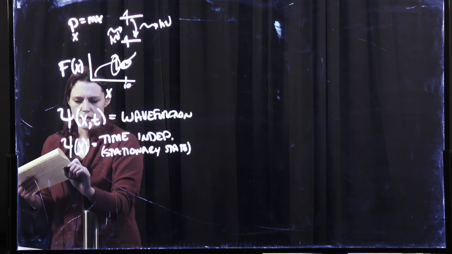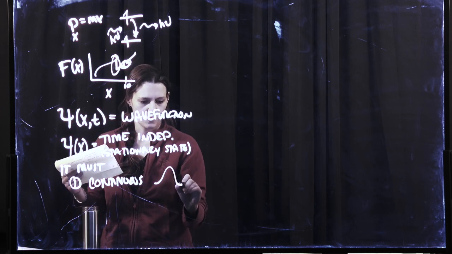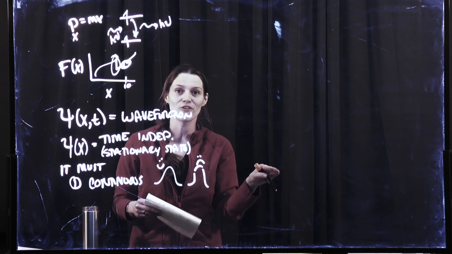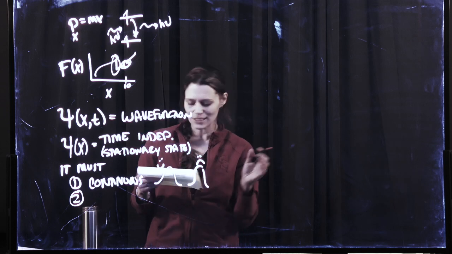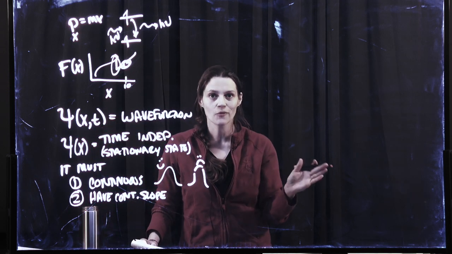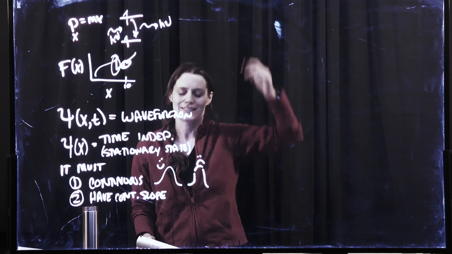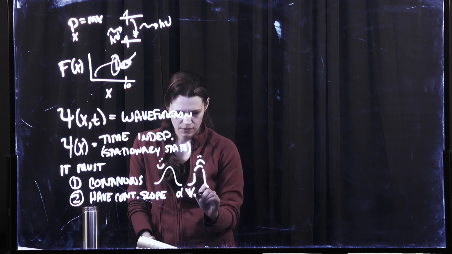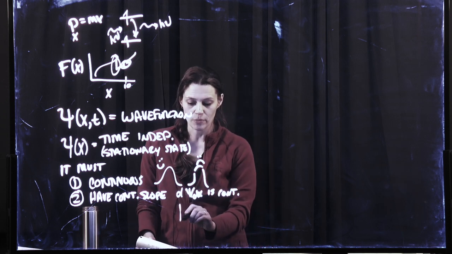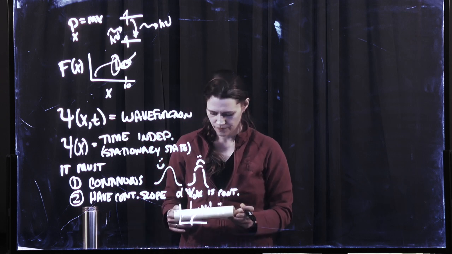The wave function must, one, be continuous. Yay. No. Notice how it's not continuous there. So you need the wave function to be continuous. Number two, have a continuous slope. This means that if we take the derivative anywhere of the wave function, it can't be infinity. It can be zero, but you don't want it to have an infinite slope, which would basically be like an asymptote. So d psi dx is continuous. An example where it would be bad is something like a tangent function. No. Unhappy face.